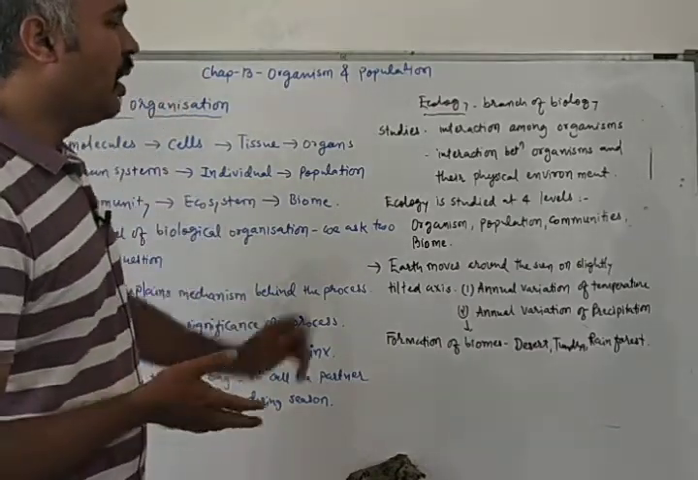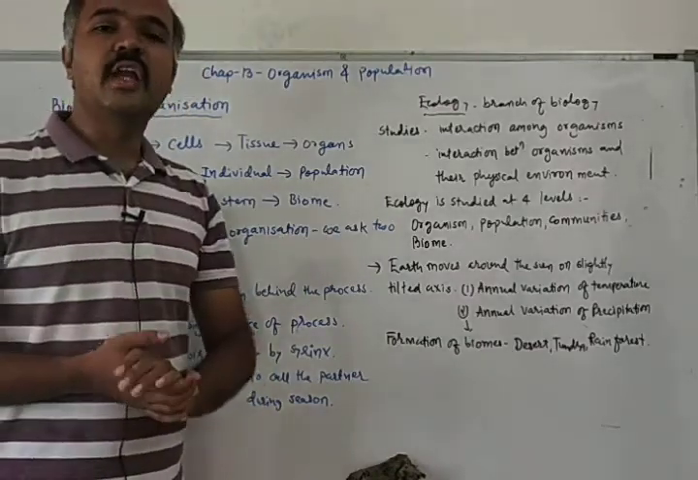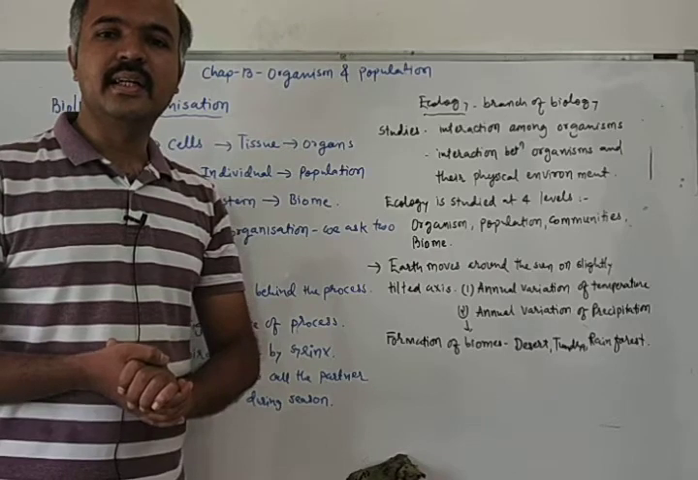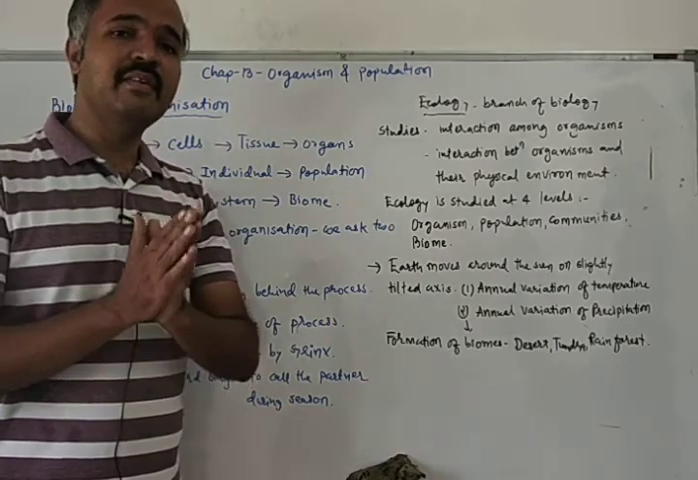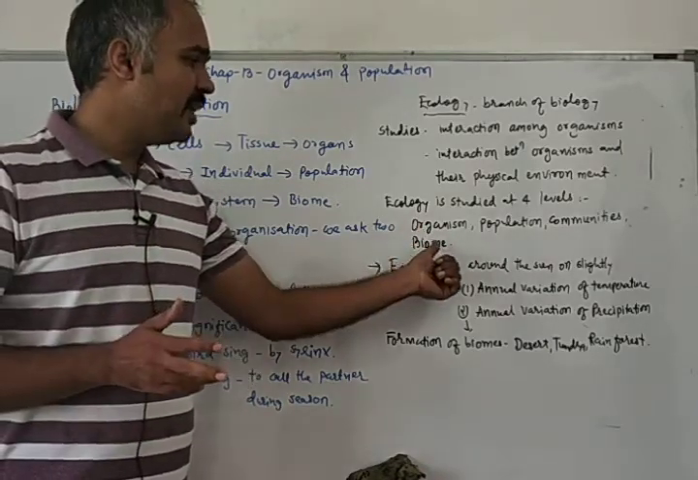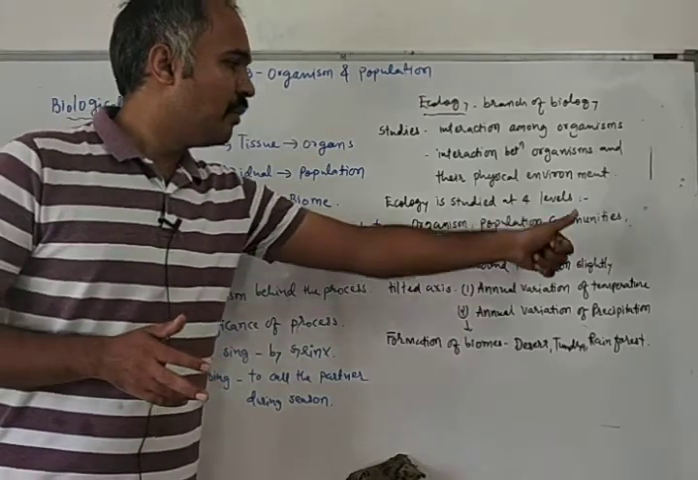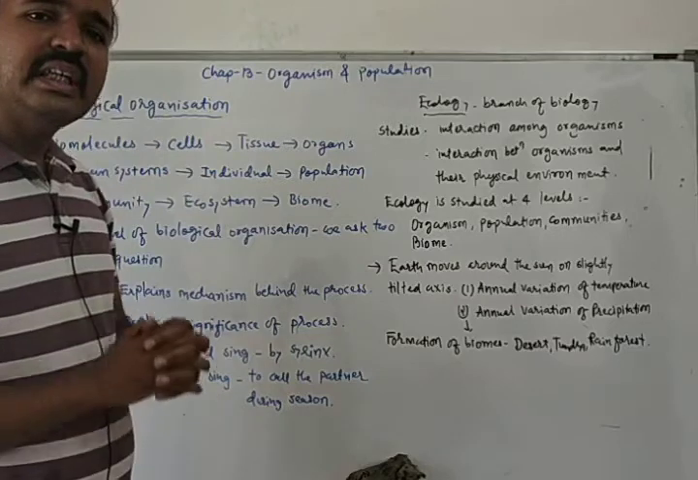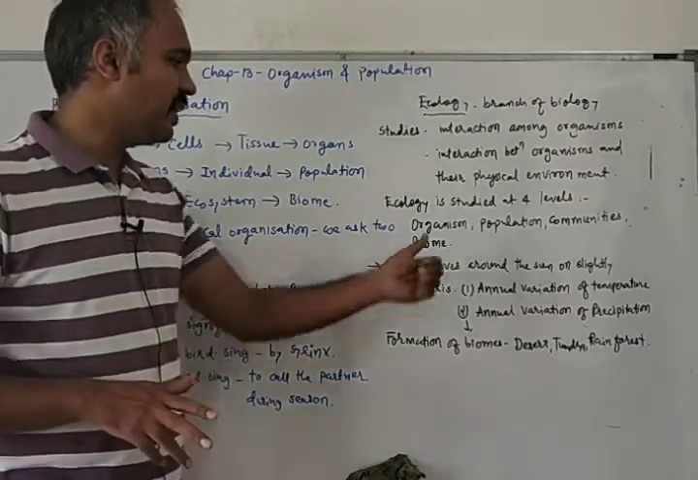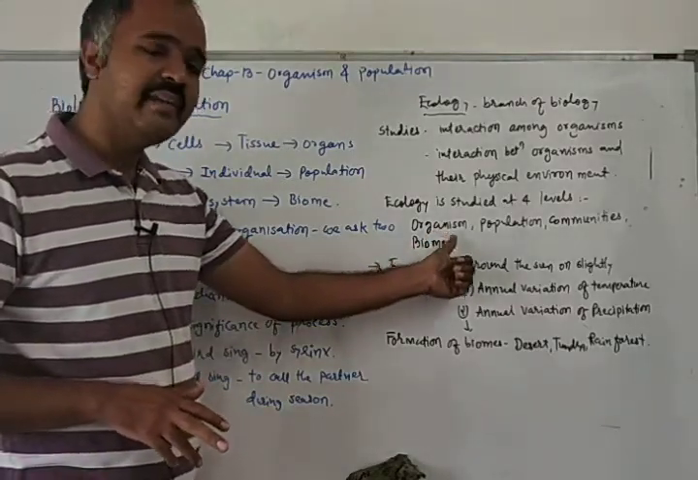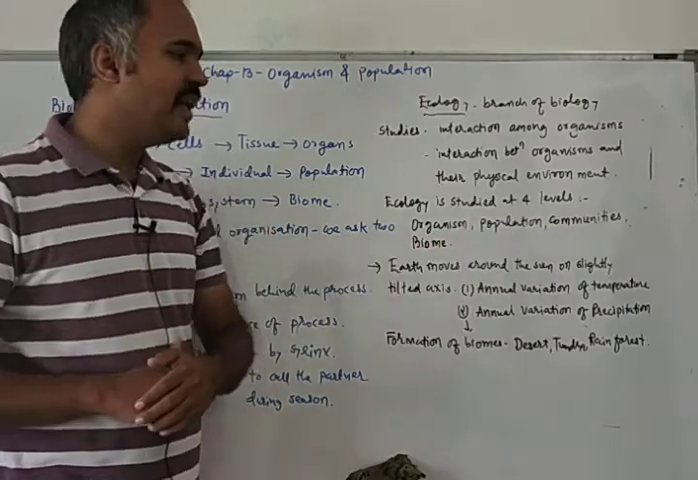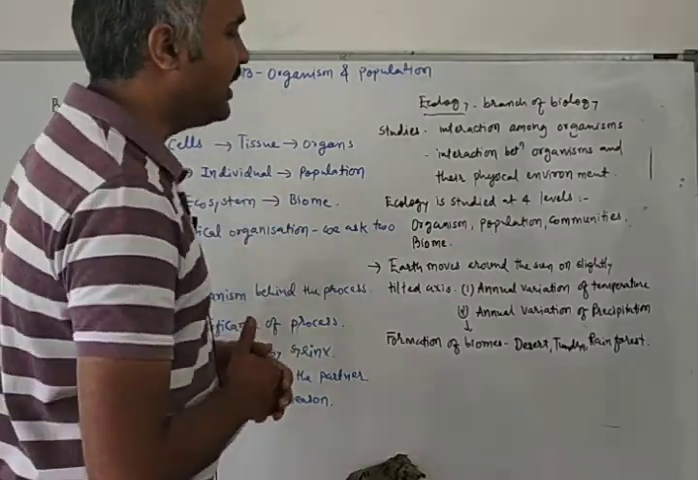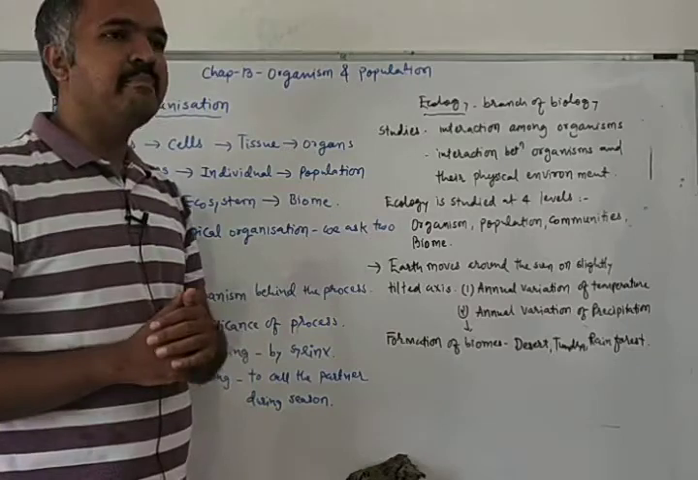Now, ecology is studied at 4 levels. Which levels are there? Organism level, population level, community level, and biome level. Always ecology is studied at 4 levels: it is studied at organismic level, population level, community level, and then at biome level.